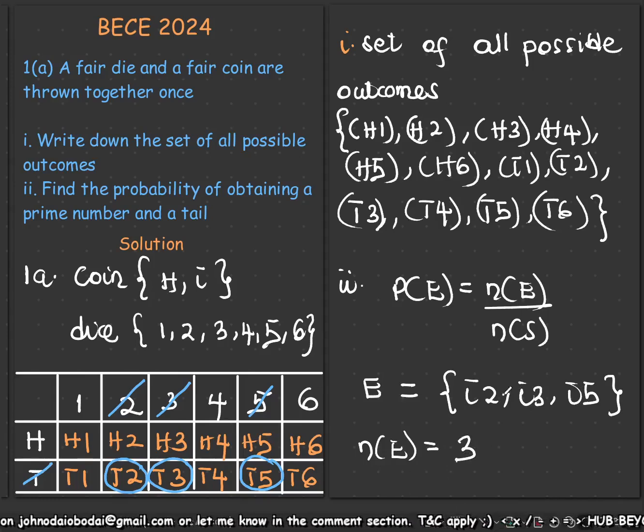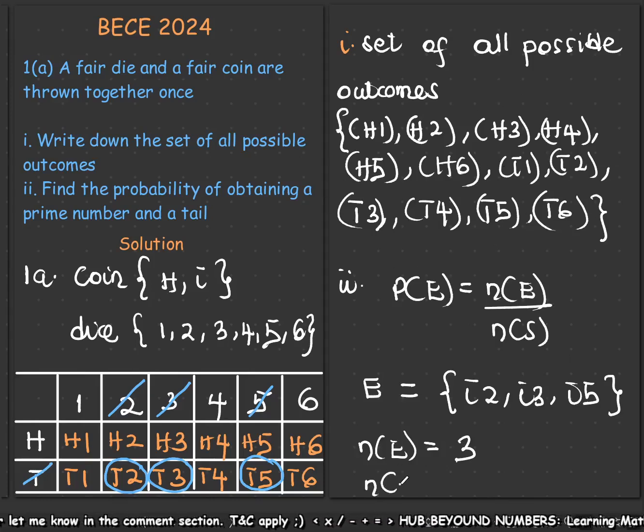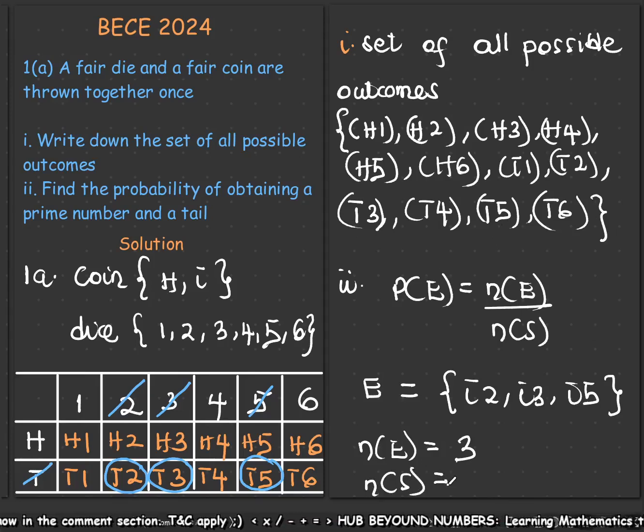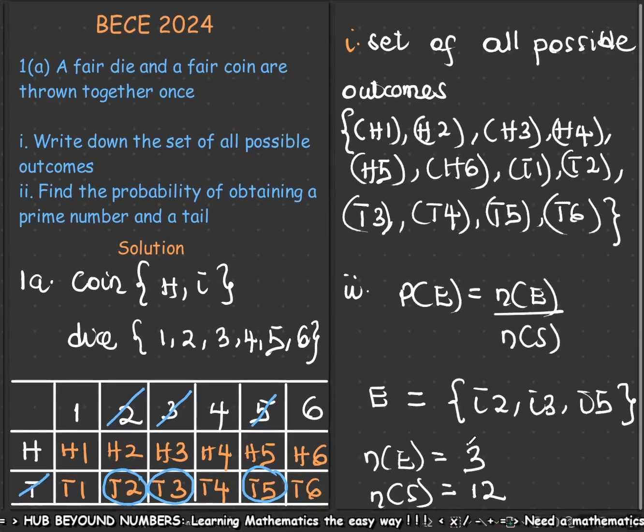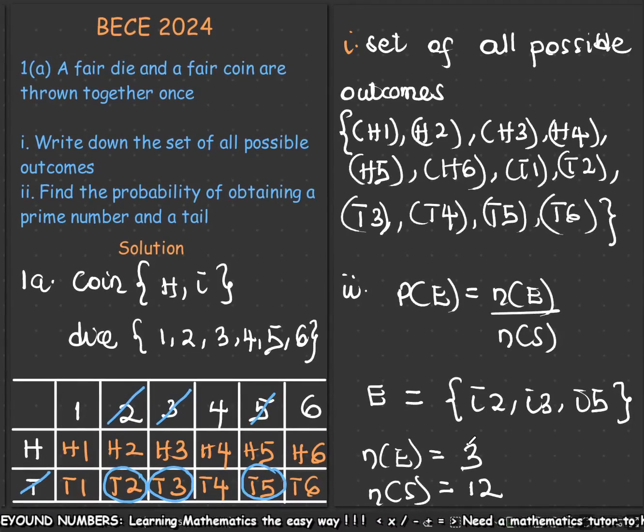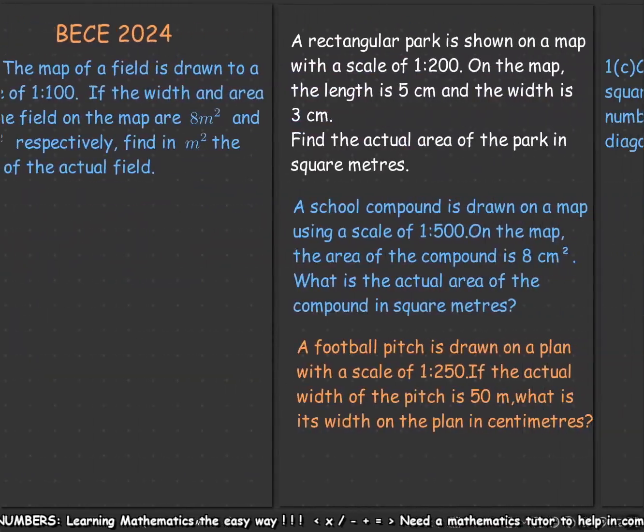Then the sample space. This is the sample space we've written, all the possible outcomes. How many elements do we have in there? You can count that. 1, 2, 3, 4, 5, 6, 7, 8, 9, 10, 11, and 12. So that is our 12. Since we have this, we can straightforward solve our question.